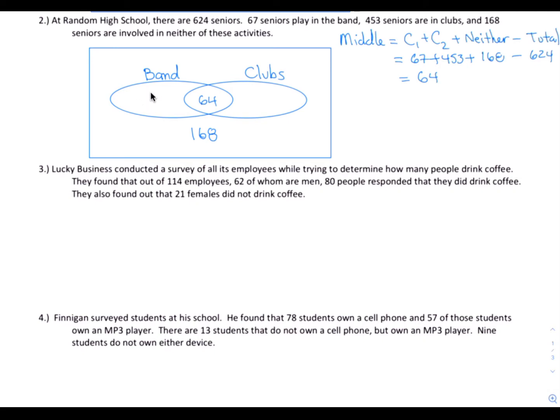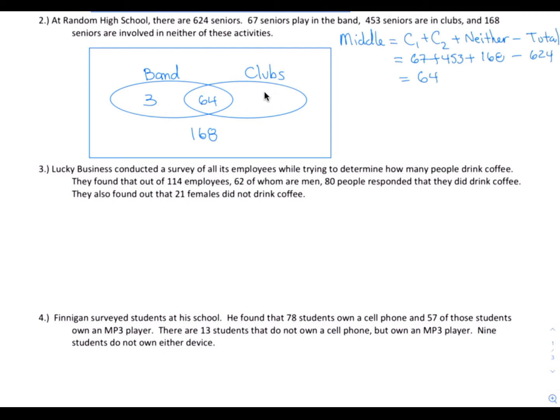We can then figure out the number that goes in this space, because we know the total number of band participants is 67, and that includes 64. So subtract 67 minus 64, that leaves you with 3. So 3 would go here. That would represent the number of students playing in the band that are not in the clubs.